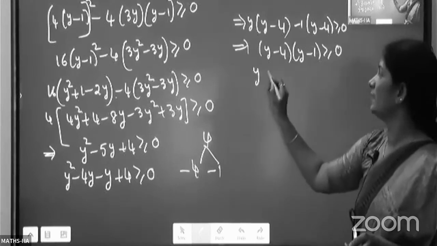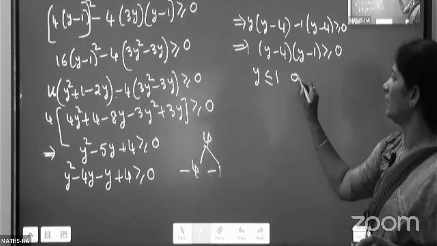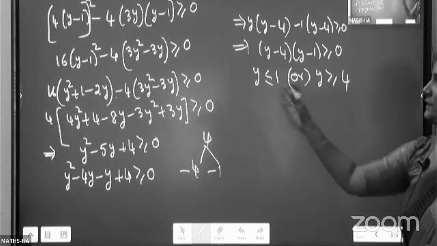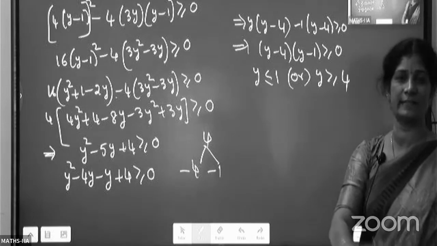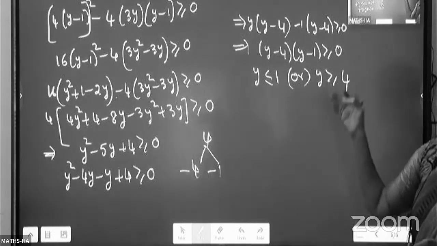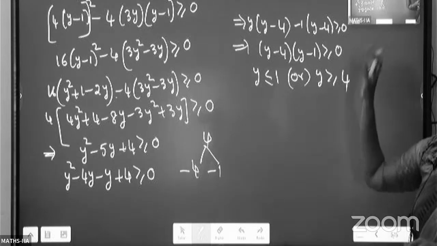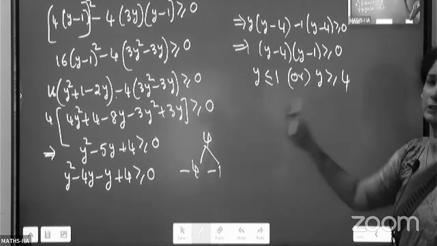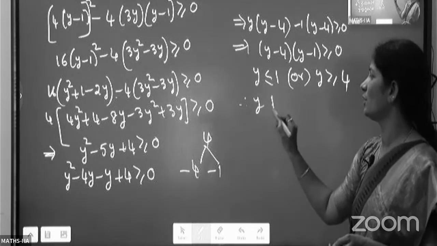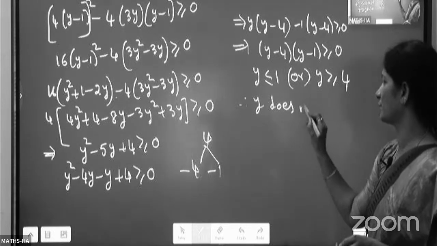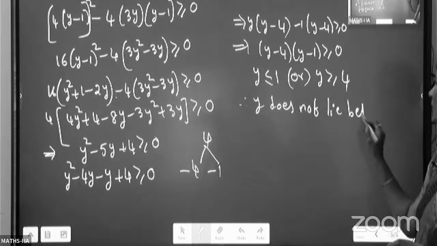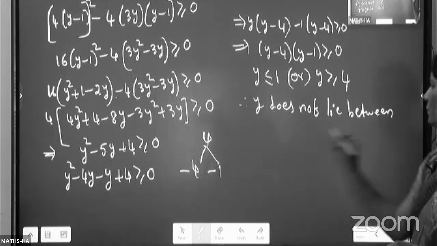One is y less than or equal to 1, or the other is y greater than or equal to 4. Less than or equal to 1 means all values which are less than or equal to 1, like 1, 0 and all negative values. Greater than or equal to 4 means 4, 5, 6, and so on, all the values. So what do you observe? None of the y lies between 1 and 4. So therefore what do you have to write here? y does not lie between 1 and 4.